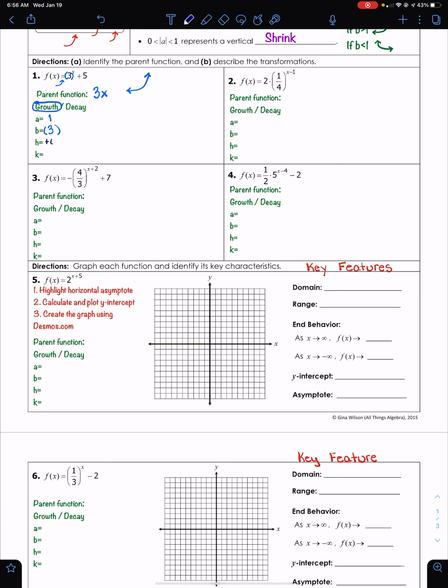So I'm going to put plus 0, or you could write that it does not exist. To me it's just easier to write plus 0. There is no change. The k value on this is plus 5. Then I'm going to go through and just make notes. Since a is 1, there is going to be no stretch or shrink.